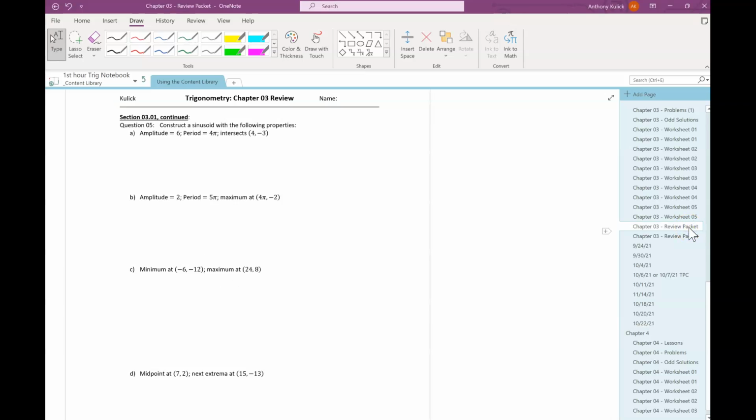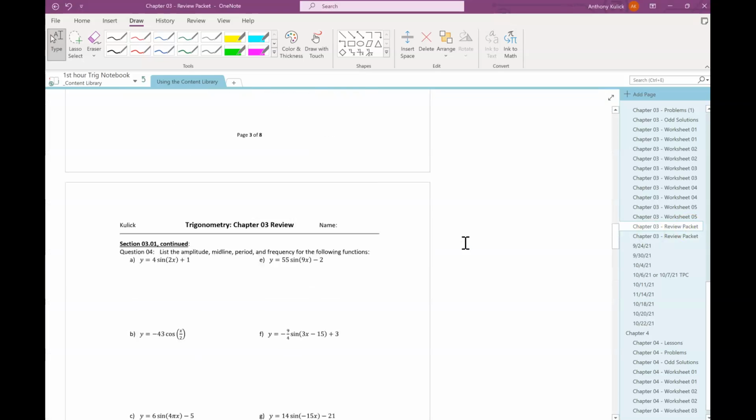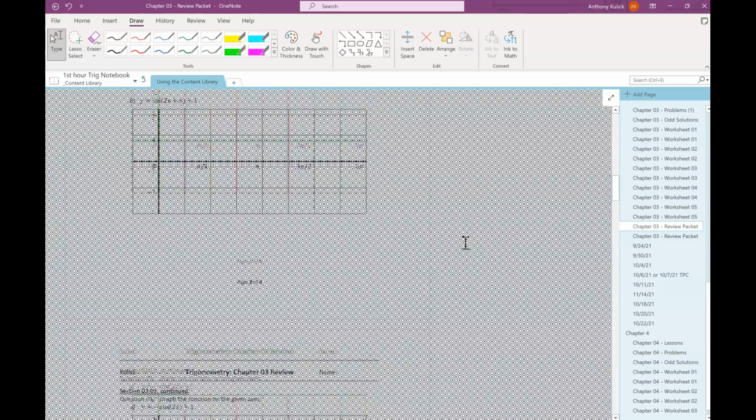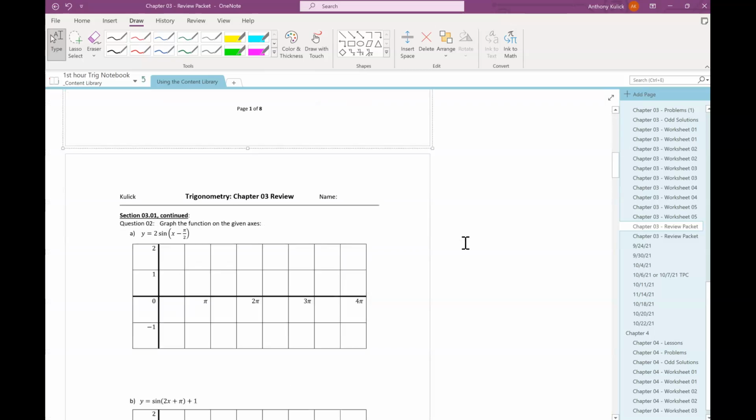From the review? That's page, what, 2? Okay.